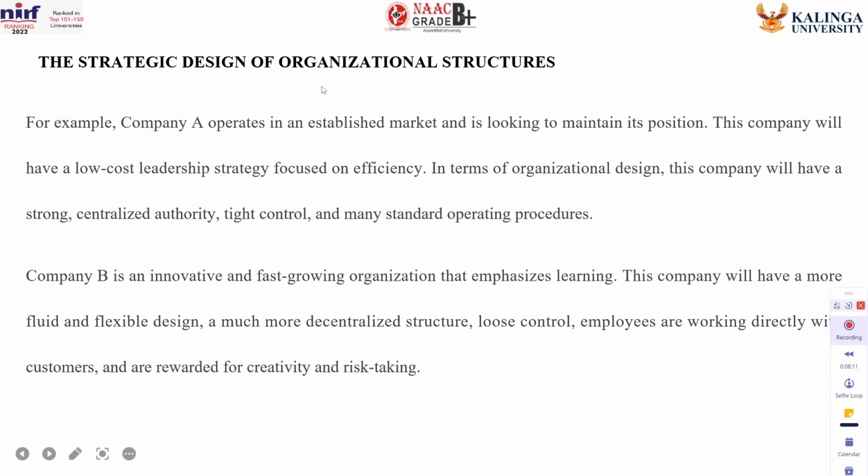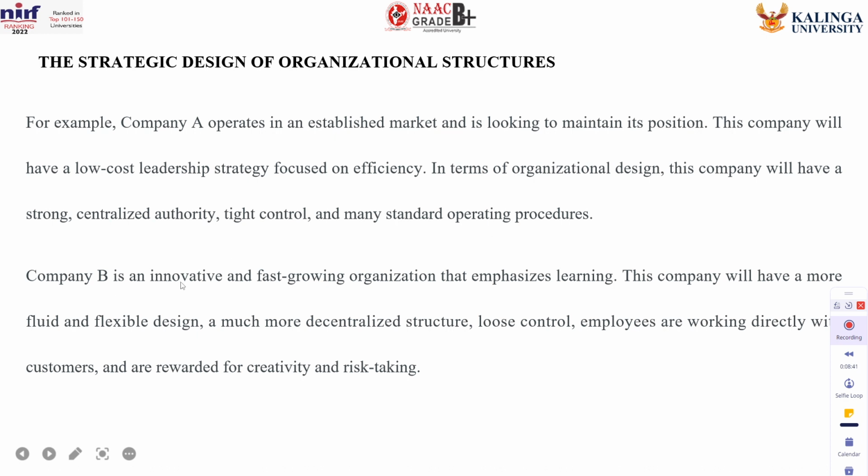Right. So, it is already an established market, and the company is looking to maintain its position. Whatever its position is, it can go for low cost leadership, because it already has enough of the market. They just want to maintain their position, and that is why they will have strong centralized authority, tight control, and many standard operating procedures.